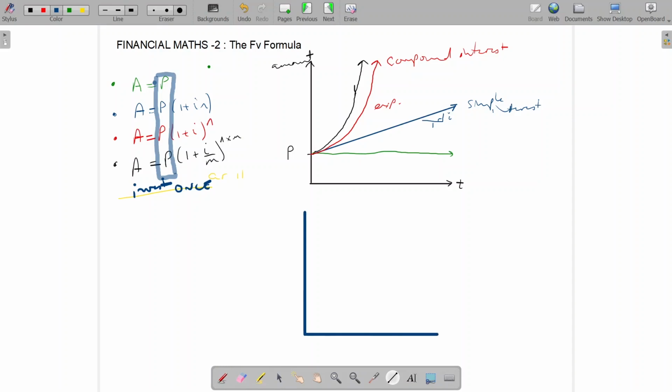So instead of making a single payment and this single payment growing, this idea of a single payment growing, okay, so there's my payment. There's my p-value, and it grows.